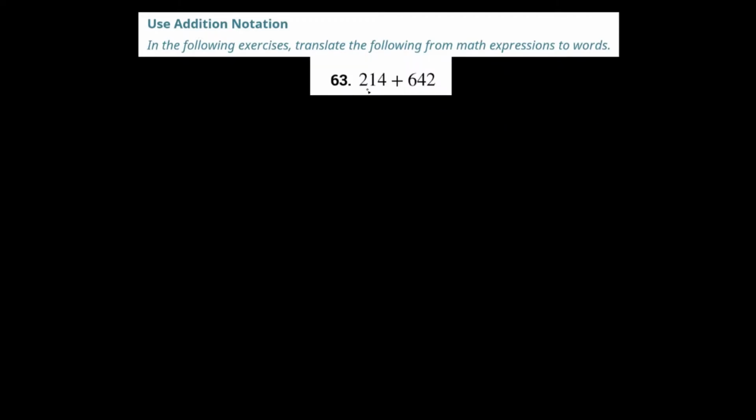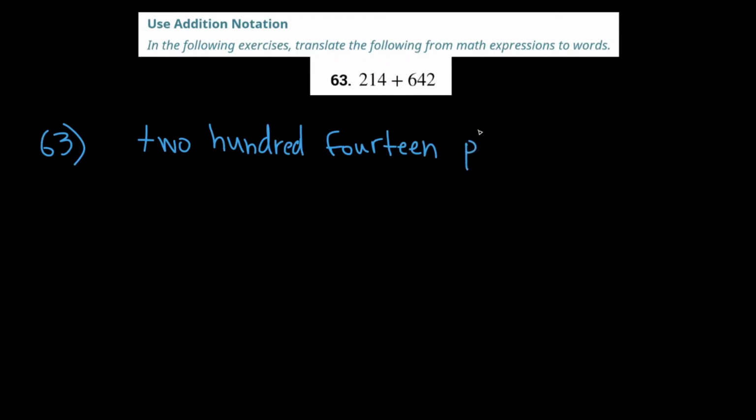For 63, we have this number 214 plus 642. So when you hear plus, that means to add or combine these numbers together. We have 214, this symbol plus means to add, and we have 642.